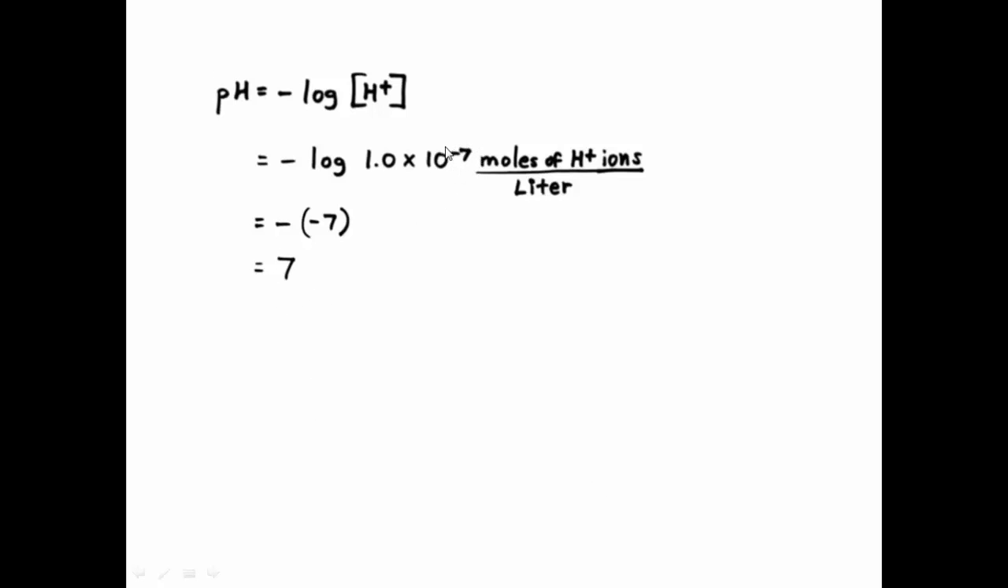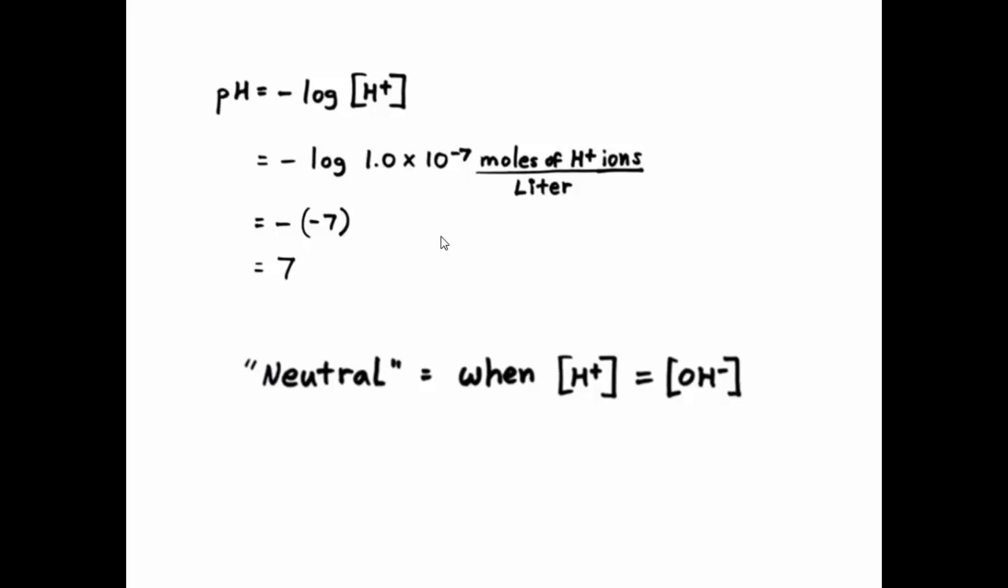So if you look at this carefully, what you see is that the 7 is related to the 7 in the power of the 1 times 10 to the minus 7. So in other words, just to get a quick idea of what the pH value is, it's the negative of the power. Notice 7, minus 7. And this is true if the number in front of the scientific notation is just 1.